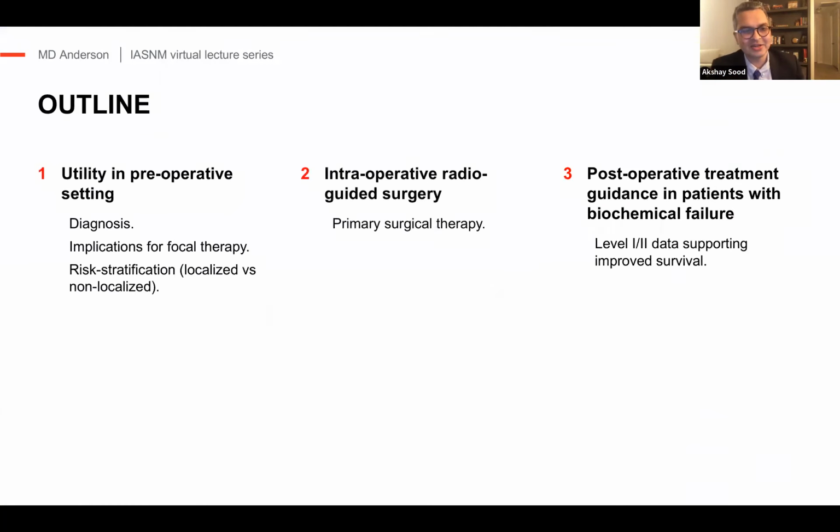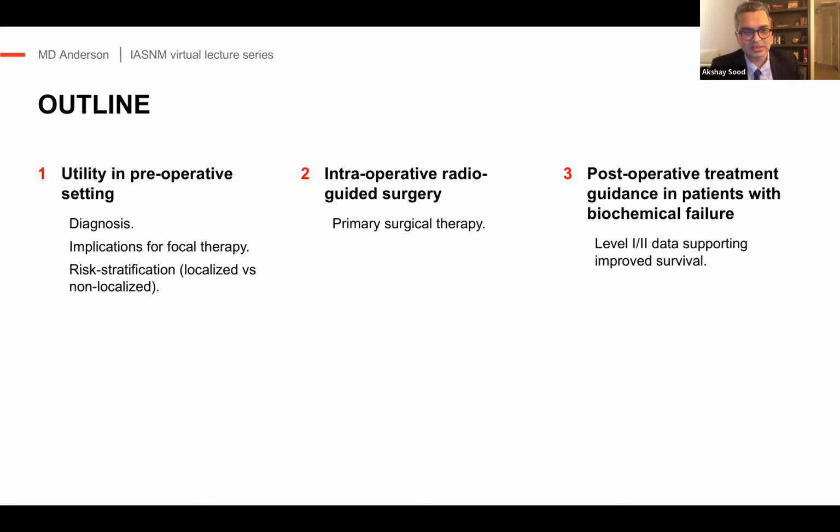But yeah, I've divided the talk into 3 different sections. First, I'll discuss the utility of molecular imaging in the preoperative setting, and we will talk about both how and if molecular imaging plays any role in diagnosing prostate cancer, meaning the primary diagnosis, and then what the implications are for focal therapy. And I will discuss a little bit of an experimental approach that we have been practicing over the last 5 years. So I'll show some results from that.